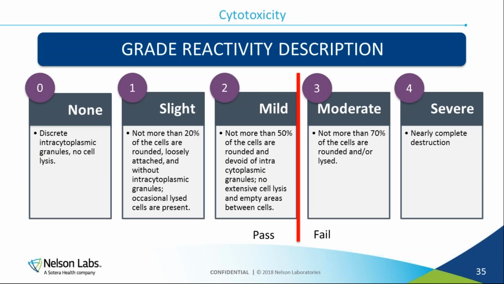Cytotoxicity is scored from 0 to 4, and it's a pass if you're a 2 or below, and it's a fail if you're 3 or above. These are published in the standard for cytotoxicity testing.